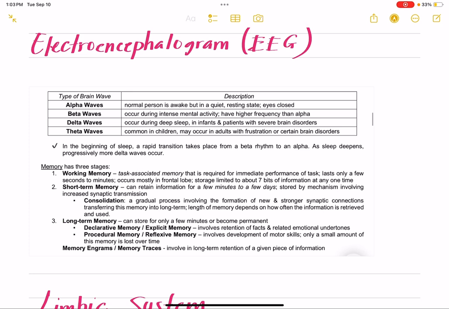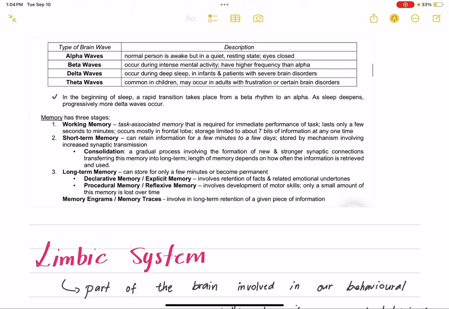In the beginning of sleep, a rapid transition takes place from a beta rhythm to an alpha. As sleep deepens, progressively more delta waves occur. Okay. So the EEG helps patients with epilepsy, which causes repetitive seizures. It is also used for those with sleep disorders, head injuries, brain tumors, and brain inflammation. So it is used to diagnose whether patients have epilepsy, brain tumors, head injury, sleep disorders, brain disease, or brain inflammation due to encephalitis, or herpes encephalitis, or stroke. So, the EEG helps detect these illnesses.